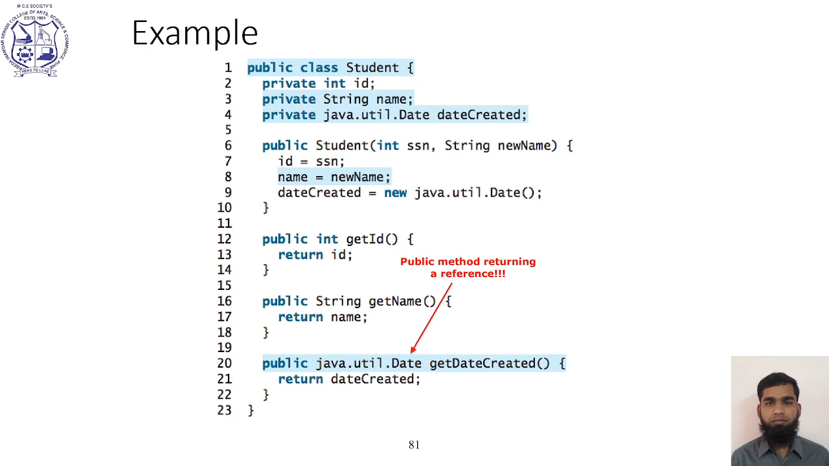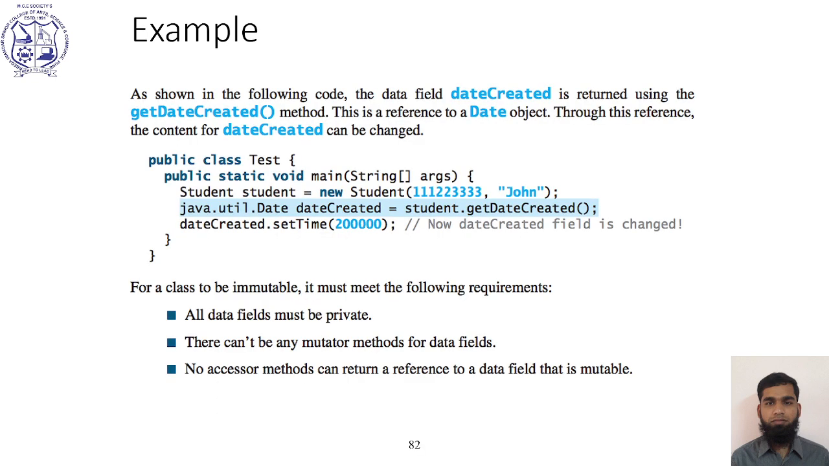Here the return type of this method is Date. As shown in the following code, the data field dateCreated is returned using the getDateCreated method. This is a reference to the Date object. Date is a class, and through this reference to the Date class object, the content of dateCreated can be changed.